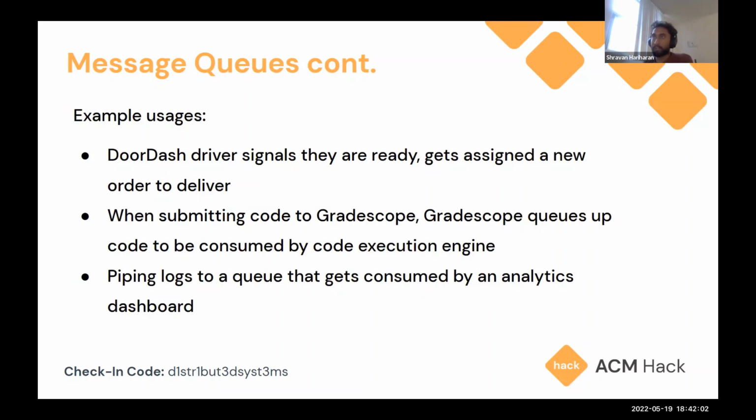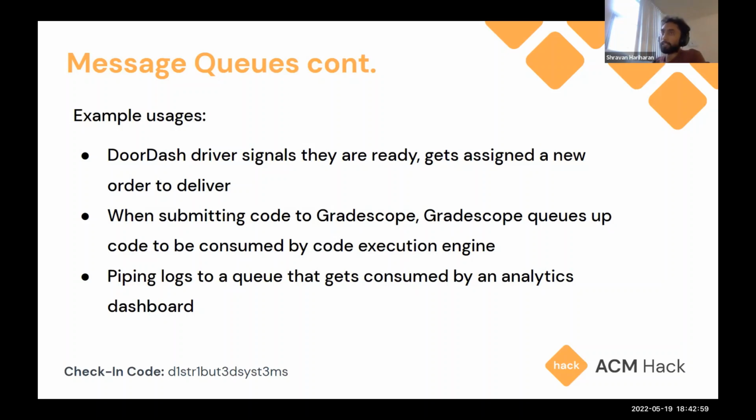Another example is submitting code to Gradescope. Let's say I want to submit my programming assignment. Gradescope will queue up the code to be consumed by what's called a code execution engine. Say you turn in some Java that needs to compile. Gradescope's internal services have a code execution engine, which will compile your code, run it, and shoot back which tests you've passed and which ones you failed. Other students in your class are submitting code as well, so your code gets queued up in a message queue, and whenever the code execution engine is ready, it takes the next message, runs it, compiles it, tests it, returns it, and then gets the next message.